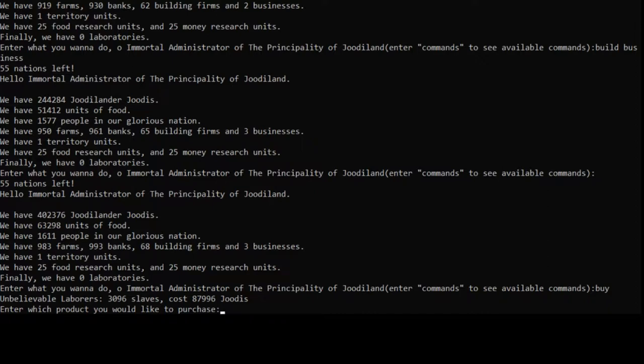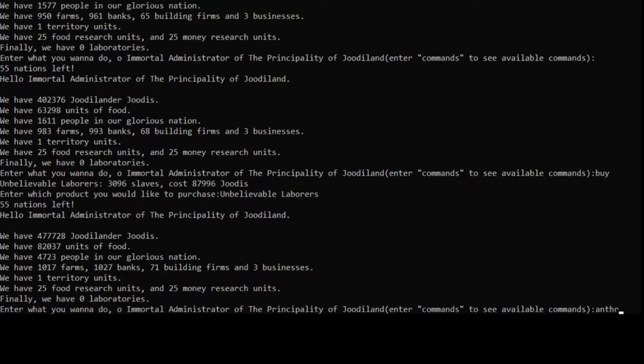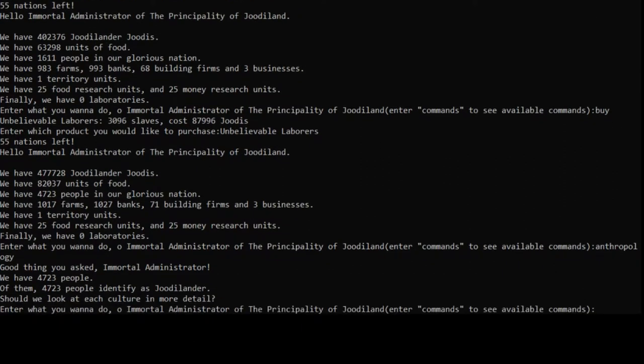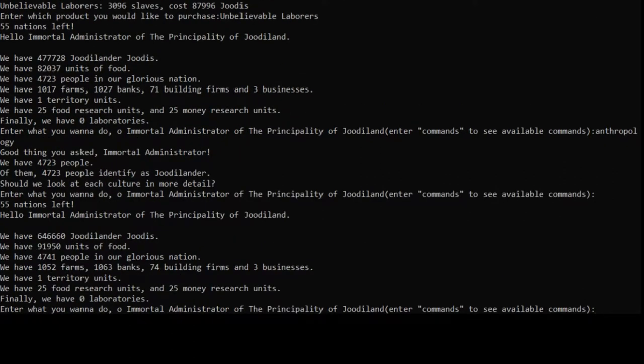So if I felt like buying 3,096 slaves, it would cost me 87,996 Joodies. Actually, I might consider that. Nothing like raising Joodiland's population substantially. Luckily for me, they instantly assimilate into the Joodilander culture. It's not like we have to deal with any slave cultures or anything, so that's good. So that's the market system, and you can also sell if you like.